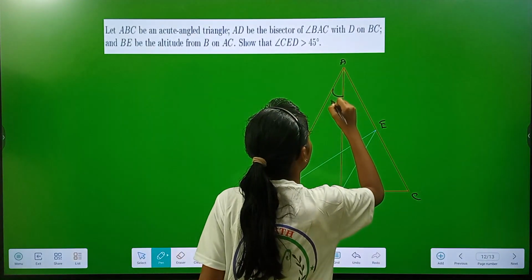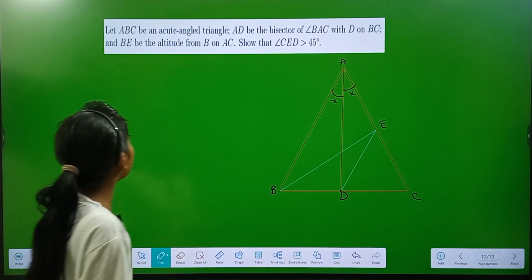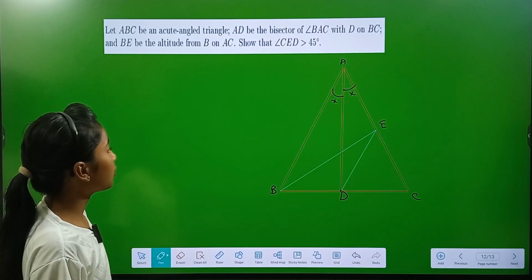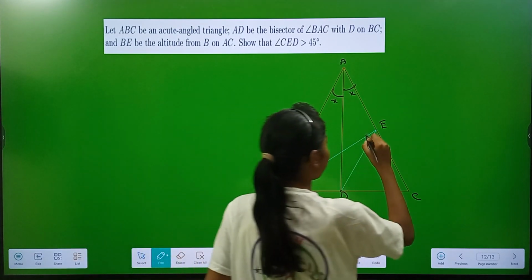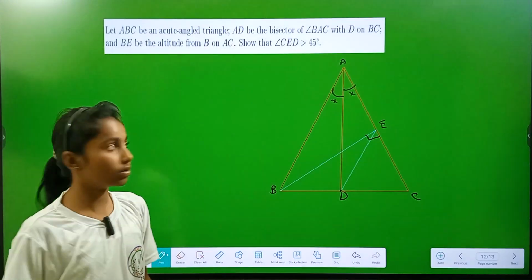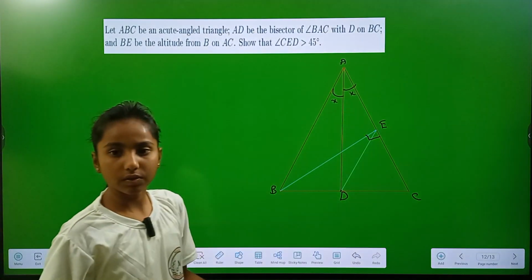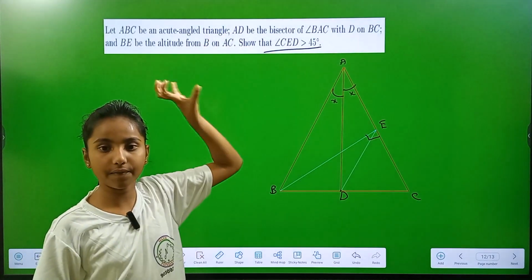So this angle is X and this angle is also equal to X. And BE is the altitude from B to AC. So BE is the altitude from B to AC, so this angle will be equal to 90. Show that angle CED is greater than 45. So we have to show that angle CED is greater than 45.